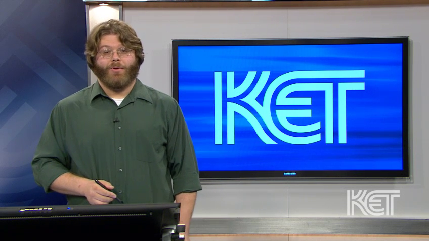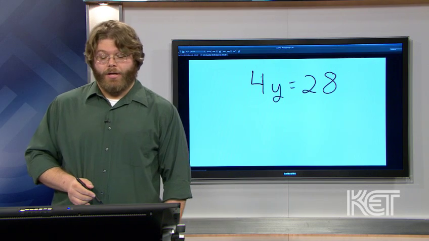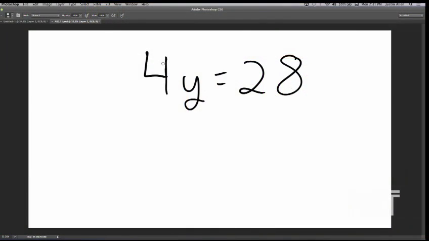In our last example, we have 4y equals 28. On the left side of the equation, we have 4y, and on the right side, we have 28. If you notice, a variable right next to a whole number means the same thing as multiply. The opposite of multiplication is going to be division. So if we divide the left side by 4, we'll divide the right side by 4.